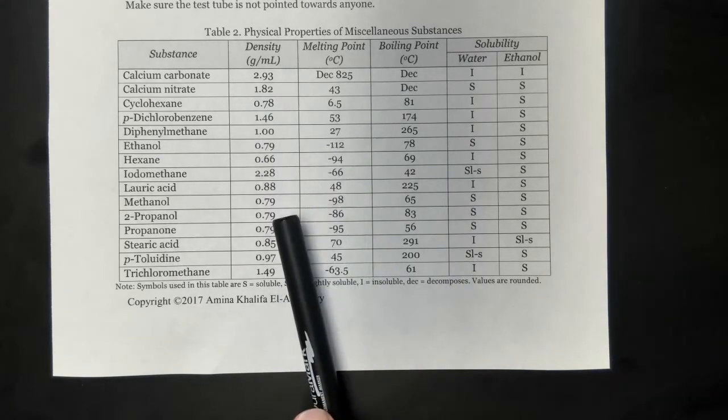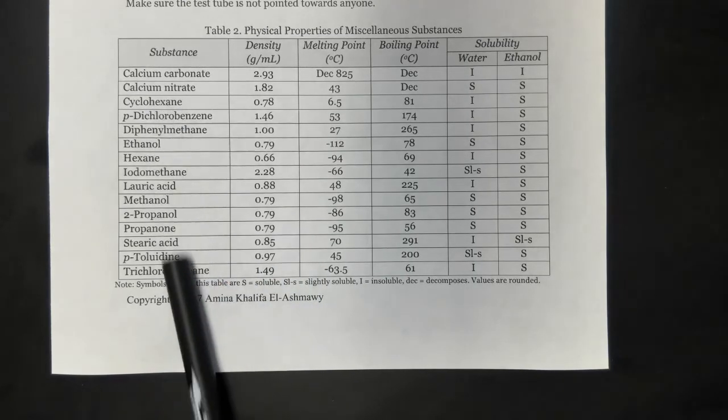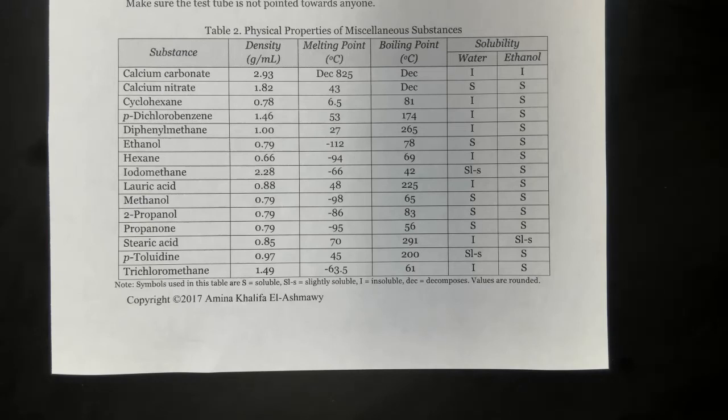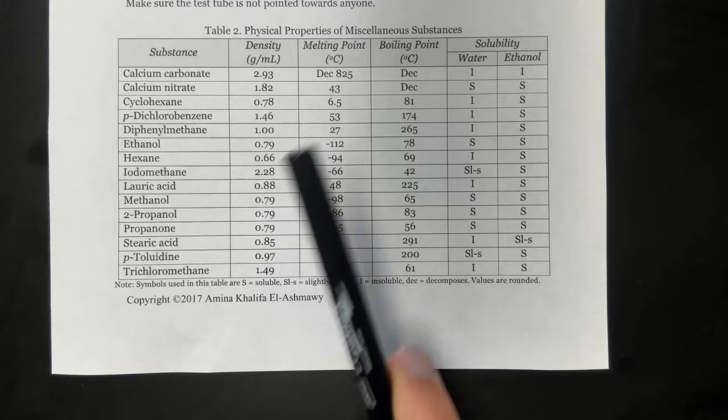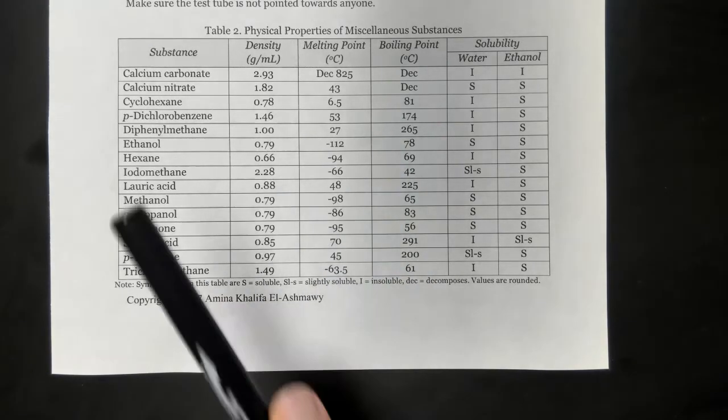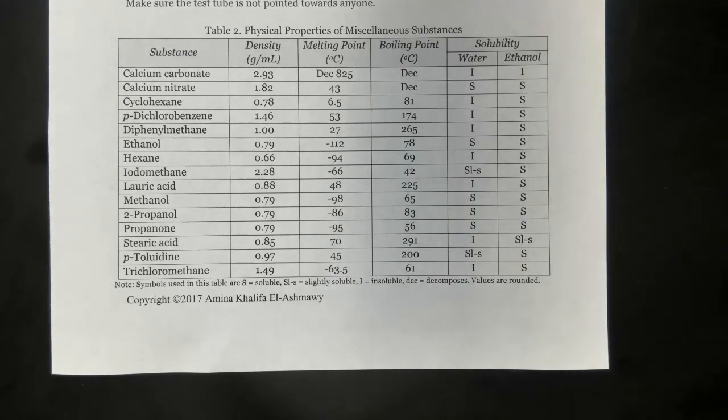The unknown solid is going to be one of these compounds, and the unknown liquid will be one of these compounds. So once we measure the unknown liquid, the boiling point, we'll compare it to the boiling points listed over here. Along with its density, get two confirmations and identify the unknown liquid. Same thing for the solid.